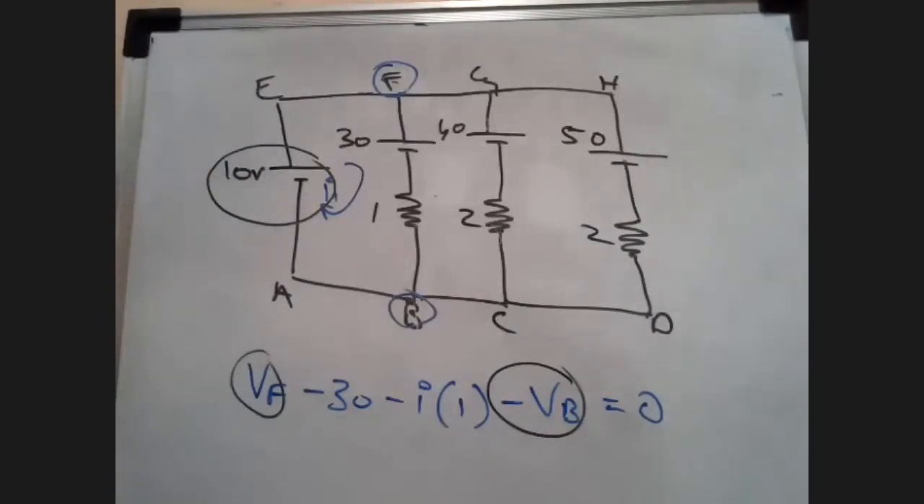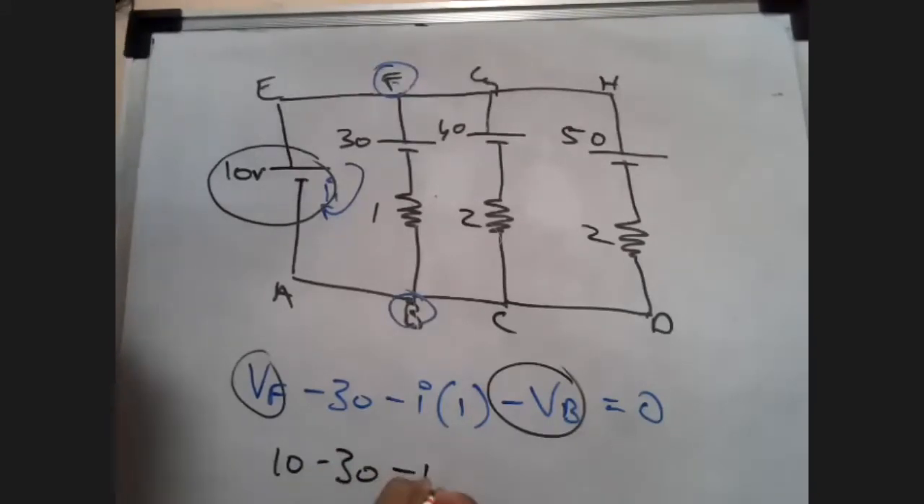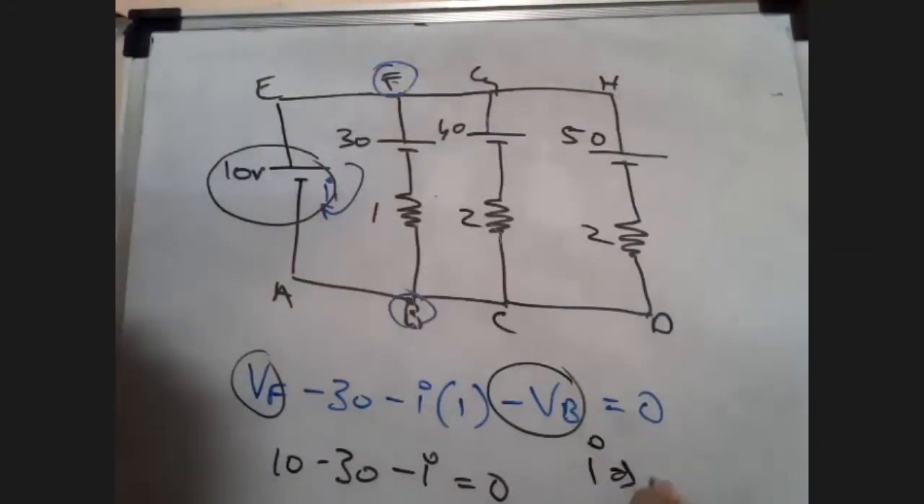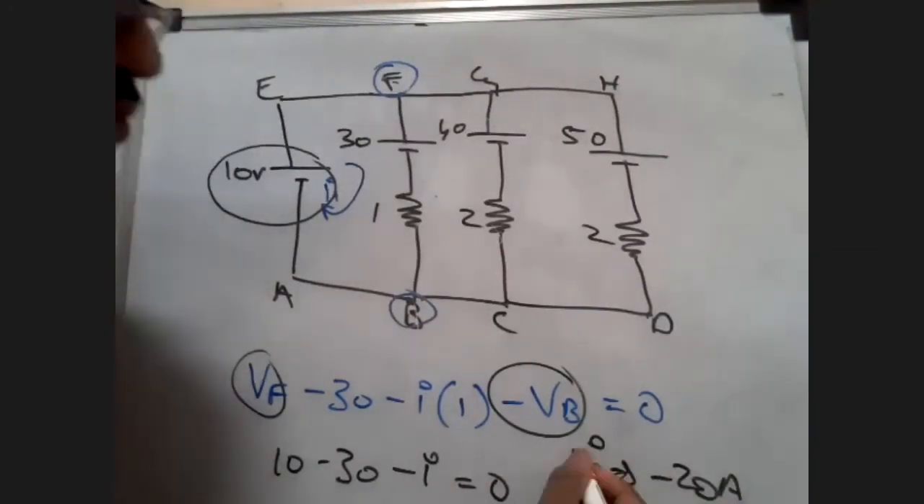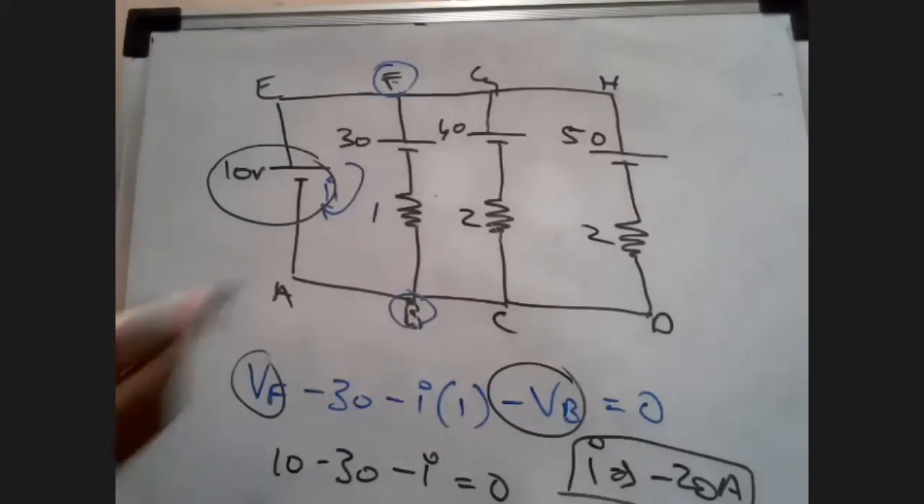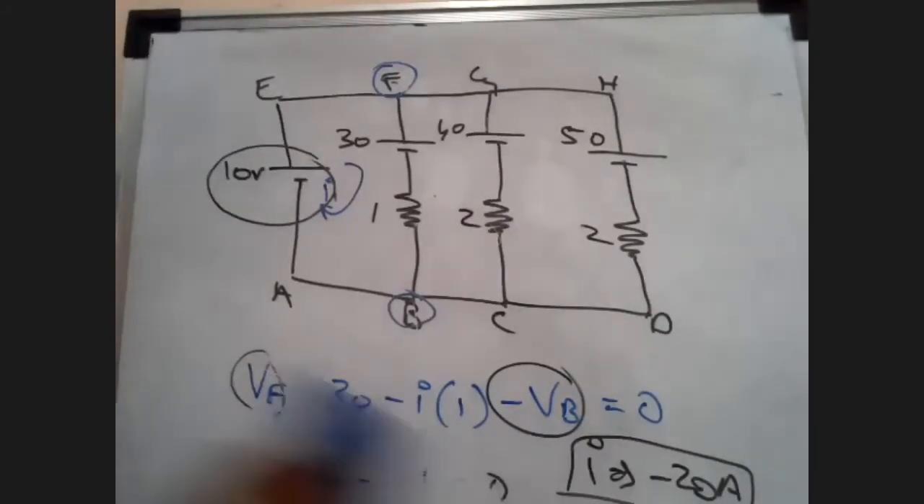So if I substitute that, what will I get? 10 minus 30 minus I equals 0. So what is I? Minus 20 amps. Yes or no? Minus 20 amperes. So minus 20 means what? The current direction which I have taken will become opposite in nature. That much should be understood. Okay.